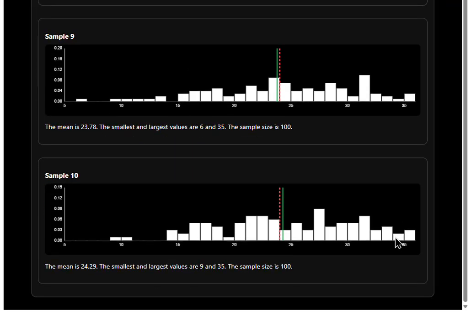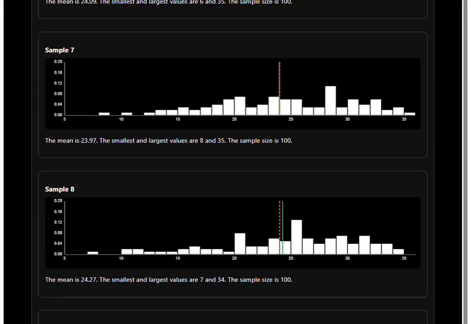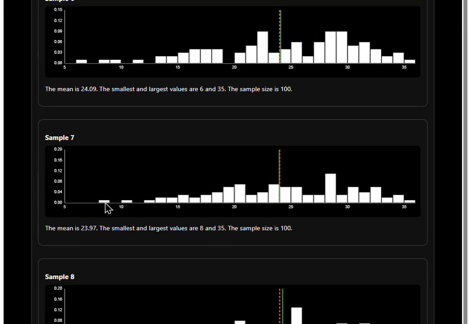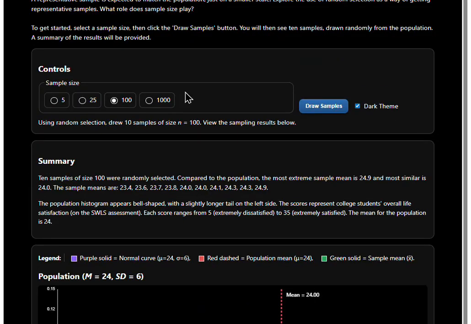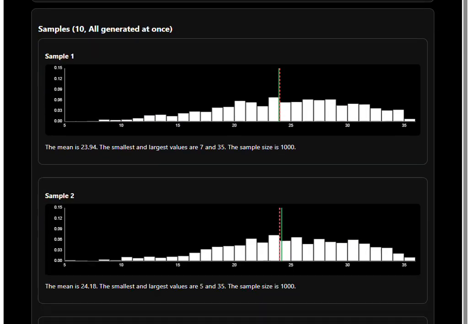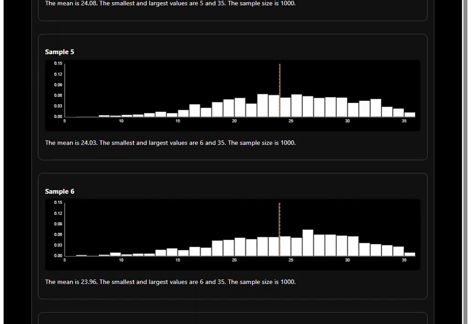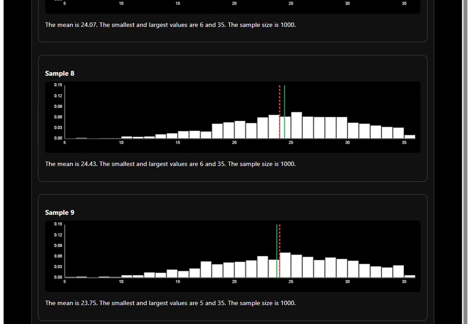So again, our sample means are really close to that of the population mean, and the distribution for the sample is much more resembling that of the population. Finally, we'll go with the sample size of 1,000. So here we go, and you can see that in that case, the sample mean is almost perfectly aligned with that of the population mean.